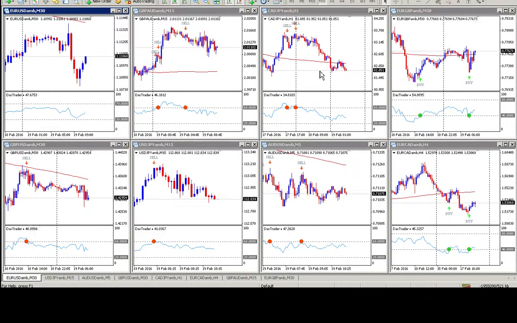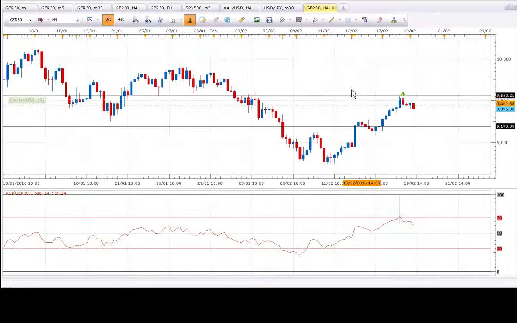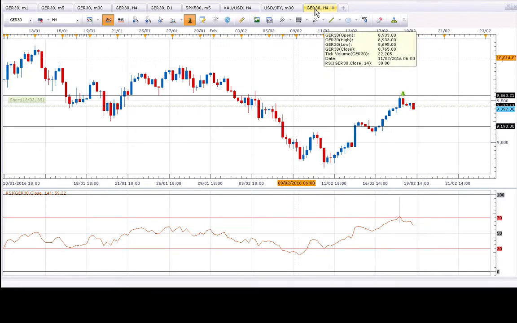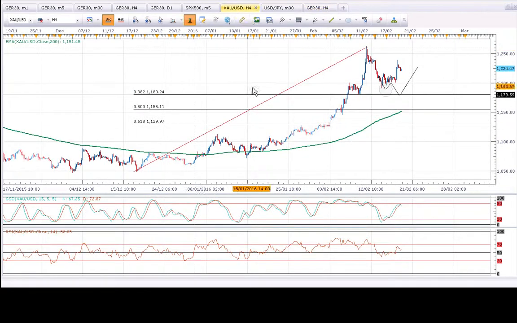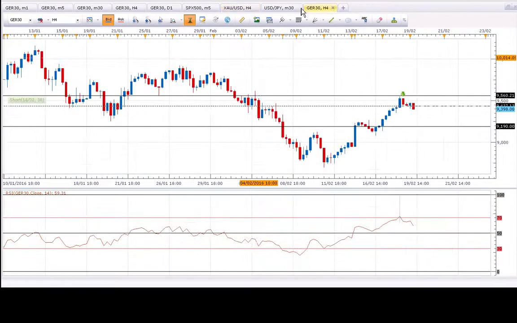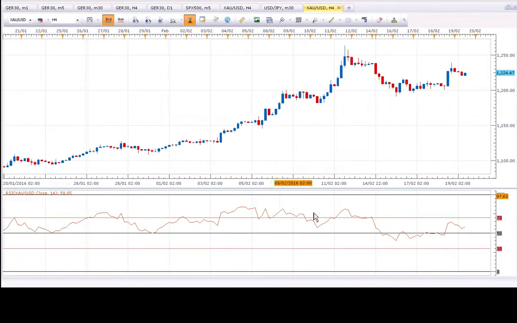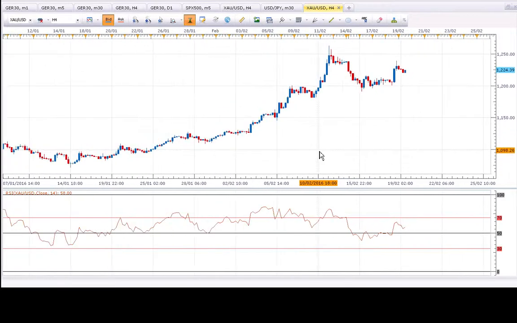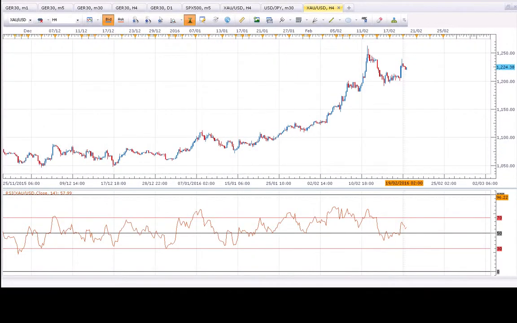Do you know what? I've not traded Forex for quite some time. I couldn't tell you. This is a Forex only account, so let's just go back to my normal one. What has been bullish? Gold, probably. Let's just change this to gold. Here we go. I'll come back to that in a moment.